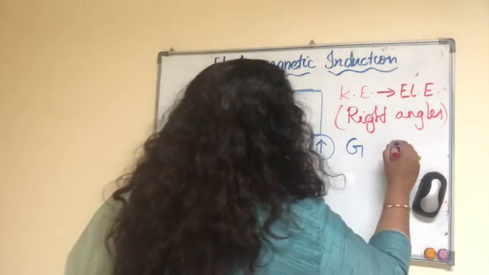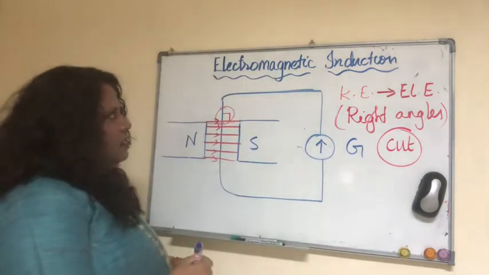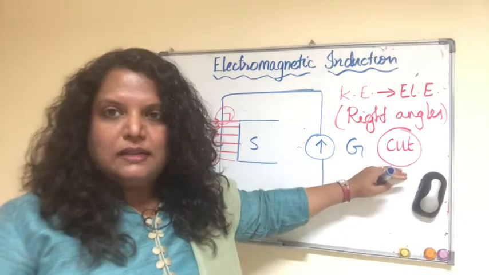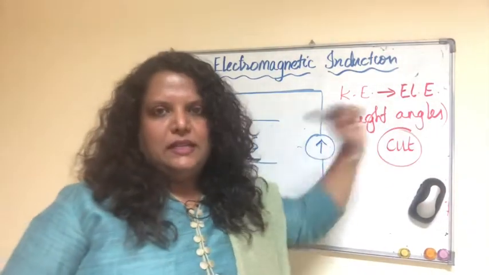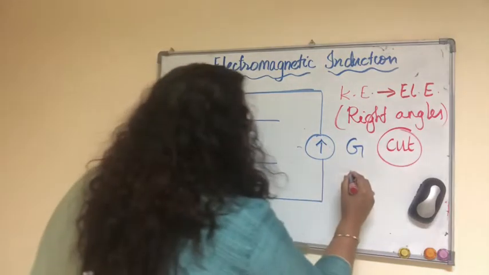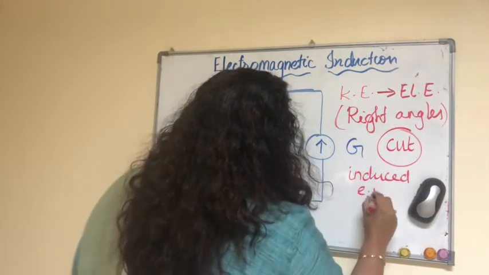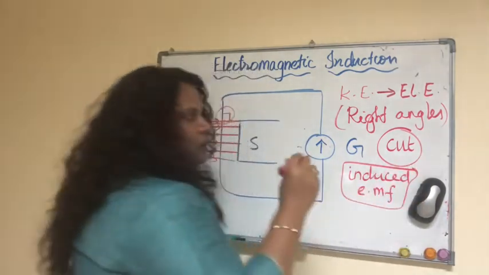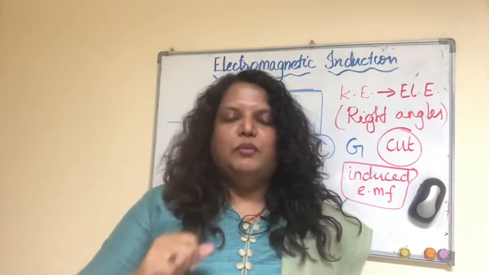Now the second term: if you're asked to explain electromagnetic induction, you must use the words "cut through". This is another term for right angles. And also an induced EMF or current flows through it. So you're including all the key terms and explaining electromagnetic induction appropriately.